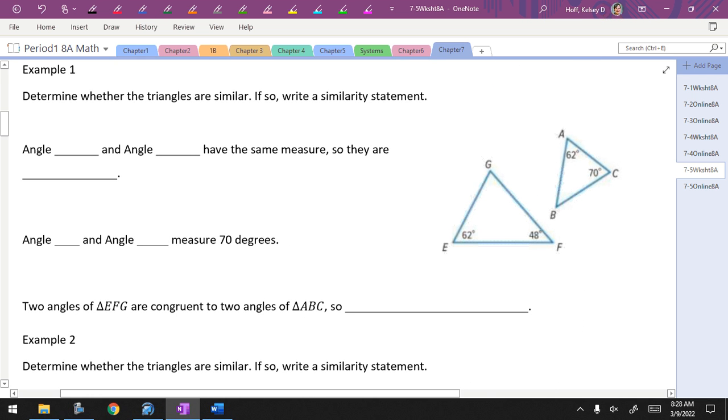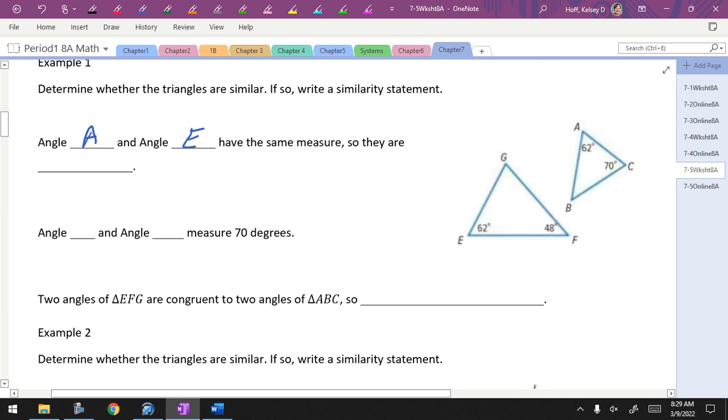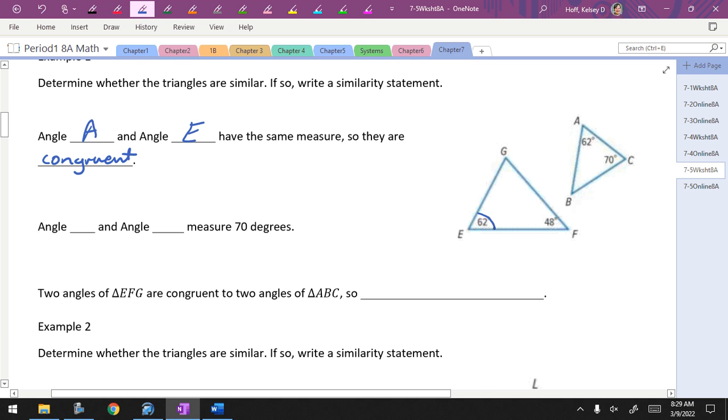Determine whether the triangles are similar. If so, write a similarity statement. Angle blank and angle blank have the same measure, so they are blank. What do I want to fill my blanks in there? Angle, Jack? A and E have the same measure, so they are, now here's your word, congruent. Okay, he saw that because they both say 62 right here. Good work. Now they say angle blank and angle blank measure 70 degrees.